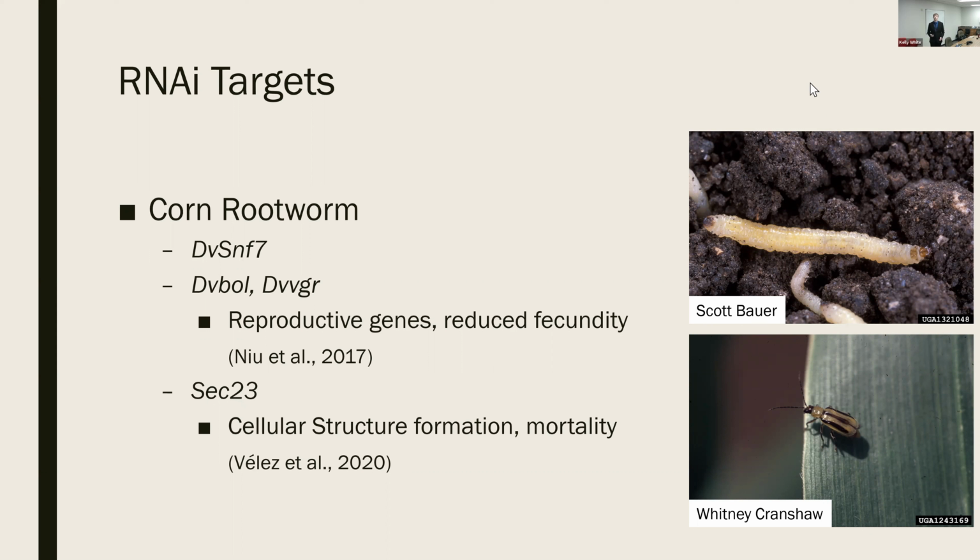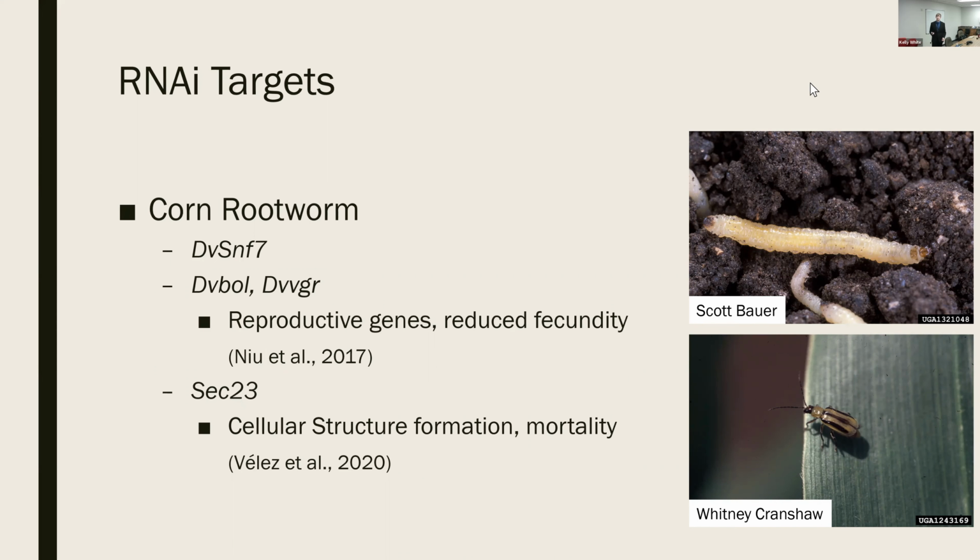Another couple of corn rootworm genes that have been studied a little further is DVBOL and DVVGR. These two genes both target these two double-stranded RNA constructs both target reproductive genes in the corn rootworm. And as a result, when they are silenced, they cause reduced fecundity, reducing the population size of the following generation.